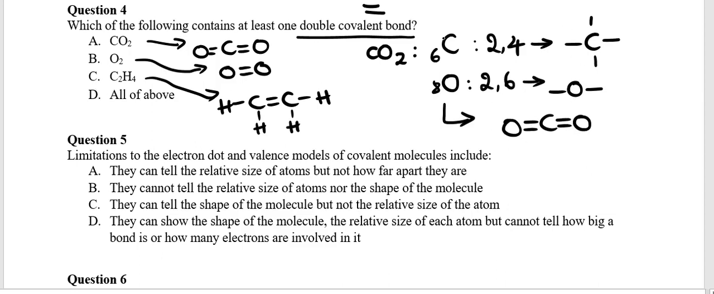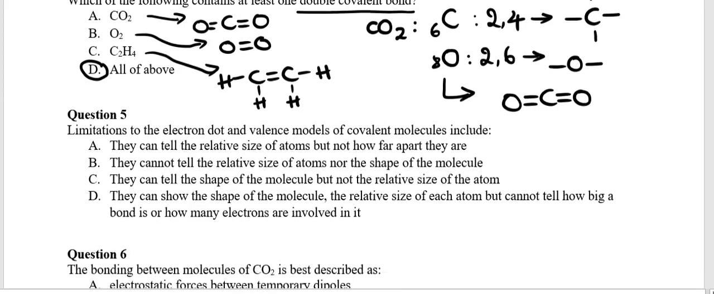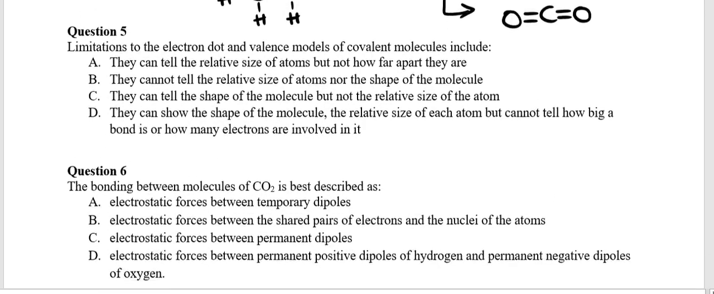If you use the same logic, you should be able to work out how many covalent bonds should be formed between the 2 oxygen atoms in O2 and between the atoms of ethene, or C2H4. So the answer for question 4 is D, all of the above. Not a difficult question, hopefully. Let's move on to 5.